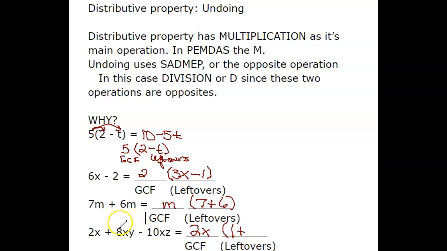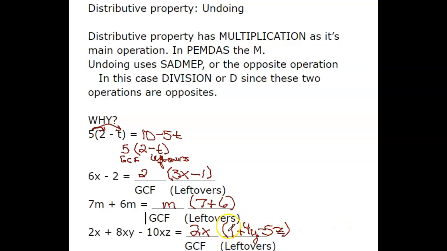2 divides into 8 4 times. And then I cross out that x that's in common, and I'm left with a y. And then negative 10 divided by 2 is negative 5. Or I just have to copy this down because there's no negative in here. Crossing out that x leaves me with a z.